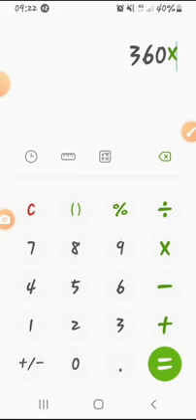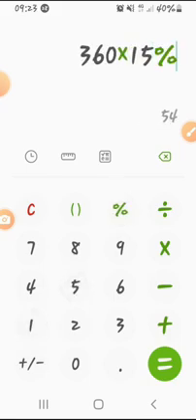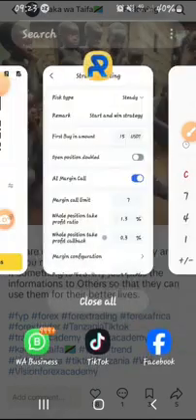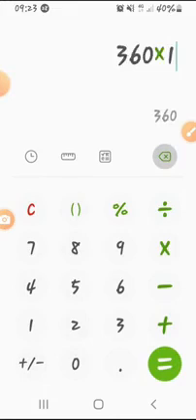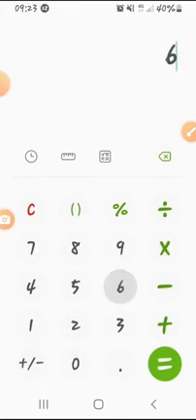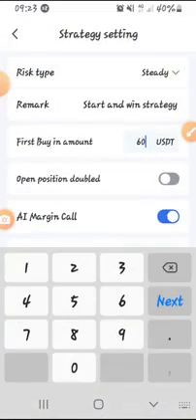Even if you have $100, even if you have $500, you can use the same way. 360 times 15%. Okay, that means $54. So you can use 54 as your first buying amount. Or you can simply say, okay, I have $360, let me use $60 as my first buying amount. Okay, for now, let's use 60 as your first buying amount.